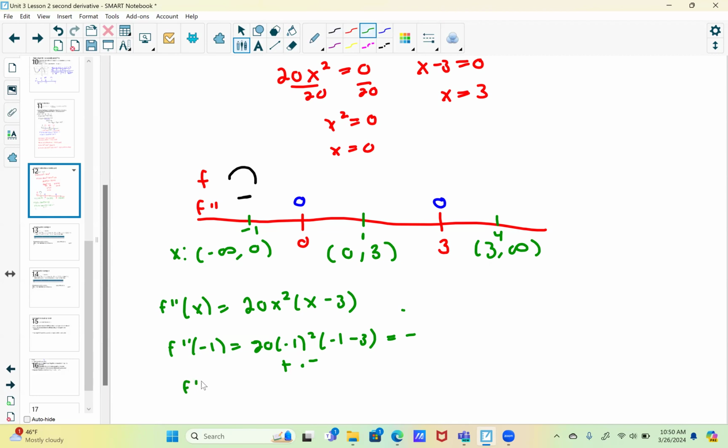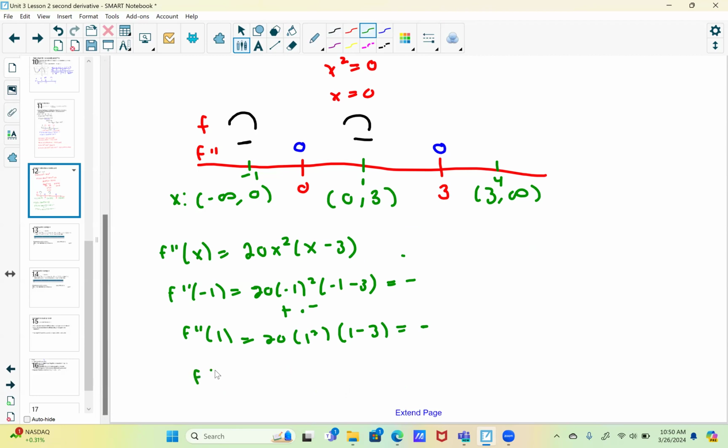If I do f double prime of 1, I get 20 times 1 squared and then 1 minus 3. And I get a positive times a positive times a negative. So I get, again, a negative. So this is negative and it's concave down. And then I do f double prime of 3. Nope, sorry, not 3, 4. And I get 20 times 4 squared times 4 minus 3. And these are all positive, so I get a positive.